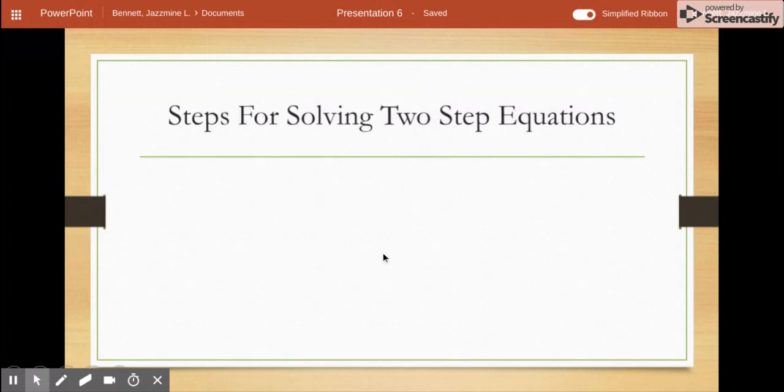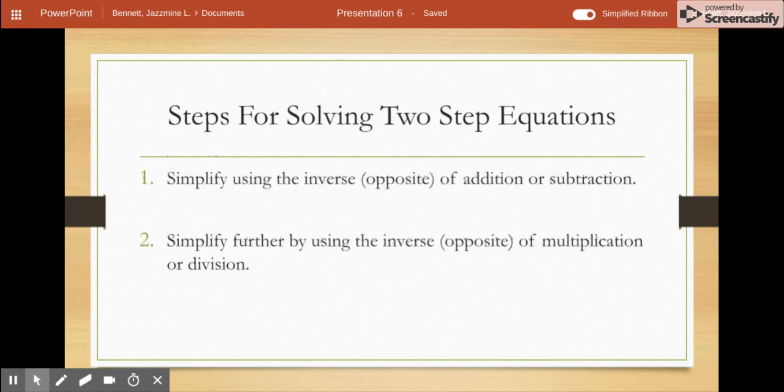So there are going to be two main steps when solving two-step equations. The first is to simplify using the inverse, which just means opposite, of addition or subtraction. The second is to simplify further by using the opposite of multiplication or division.